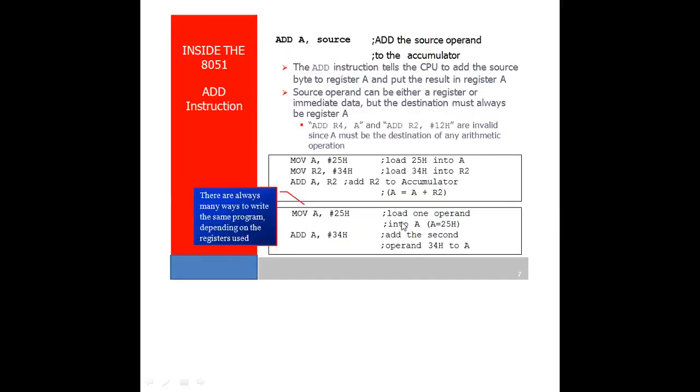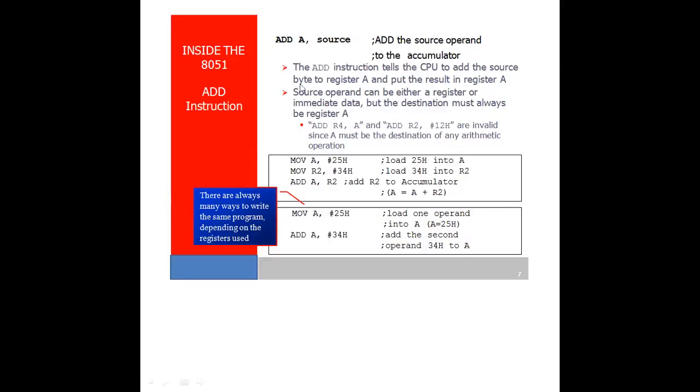Now another instruction is the ADD instruction. This is also a very commonly used instruction for addition. ADD A, comma, source. It will add the source operand to the accumulator. So the ADD instruction directs the CPU to add the source byte to the register and put the result inside the accumulator. The source operand may be any register, any immediate data, or any location which contains the data, but the destination must always be the accumulator.